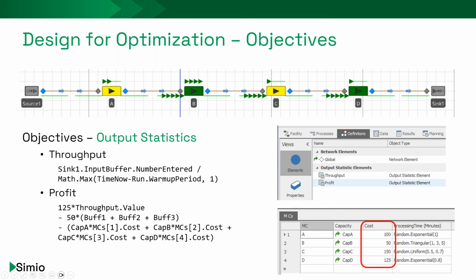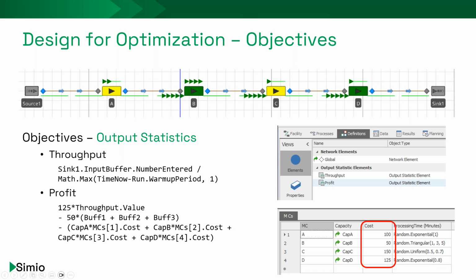And I'm interested in profit. And so in our simple model, we are just tracking the number of entities that leave our system. So that's what this expression represents. The Sink1 input buffer number entered represents how many left. And then I'm dividing that by the current simulation time at the end of the model. So that gives me the hourly rate.